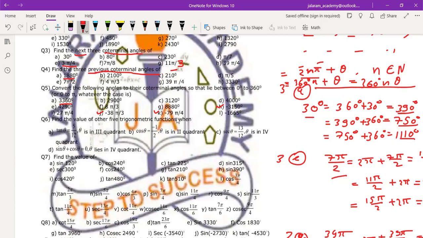And if they are in terms of pi, like this 27 pi by 4, or if we discuss the same question, 7 pi by 2.